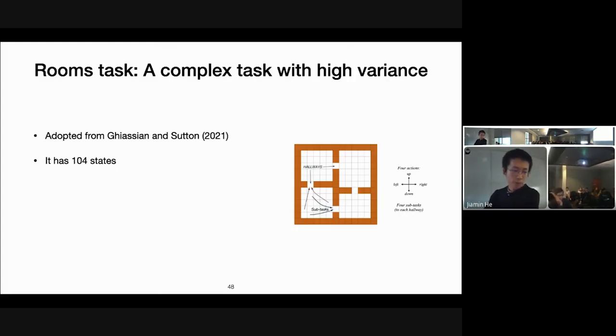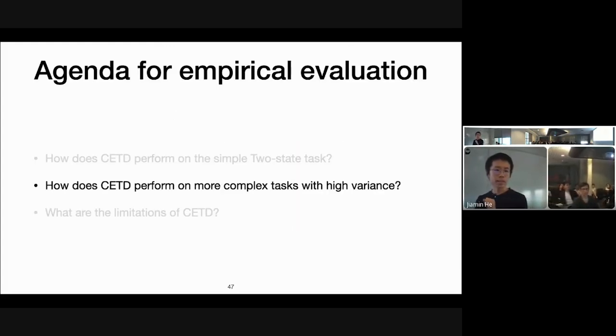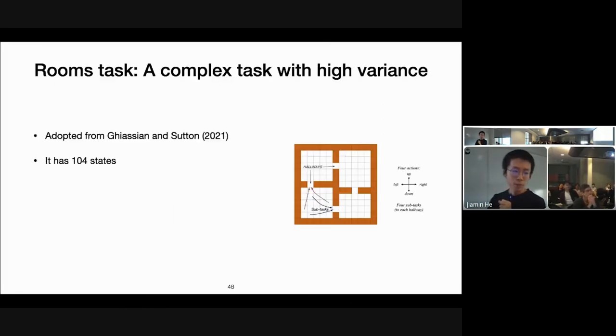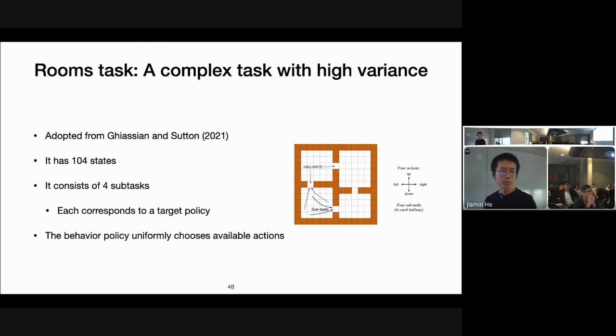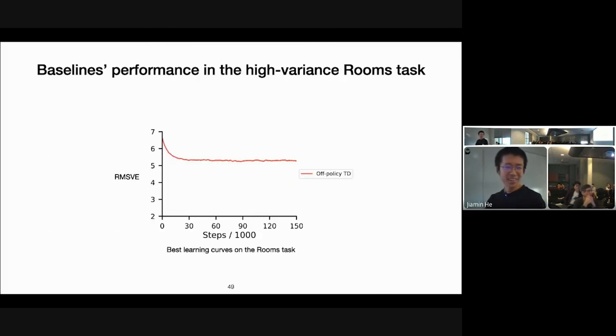And next, we will focus on the second question. How does CETD perform on more complex tasks? We use this room task, which has 104 states and consists of 4 subtasks, each corresponding to a target policy. The behavior policy just chooses random actions. I want to remind you that this task has high variance, but I don't have enough time to tell you the details, so let's believe me. Let's look at the baselines' performance on this task too. Off-policy TD converged to a solution with large bias, and full ISTD cannot learn at all, the same story.